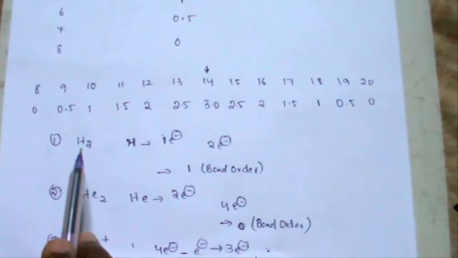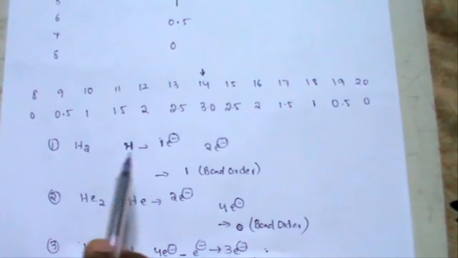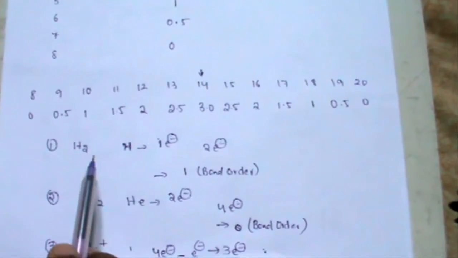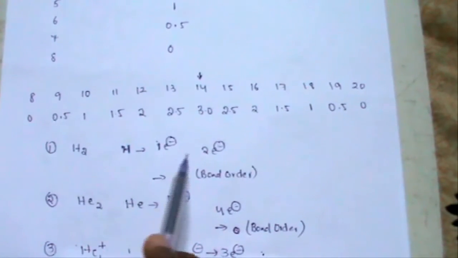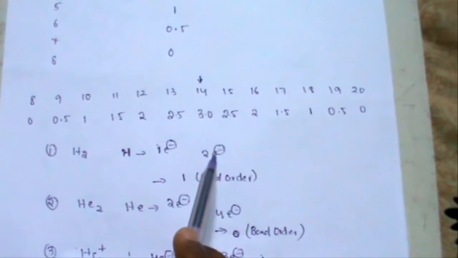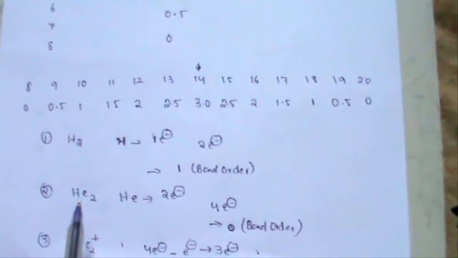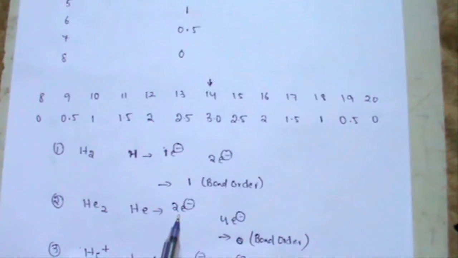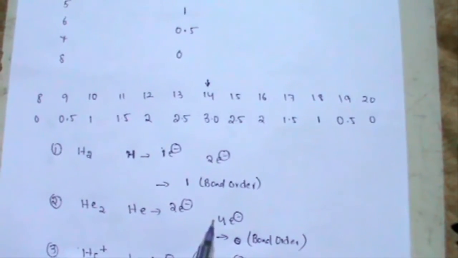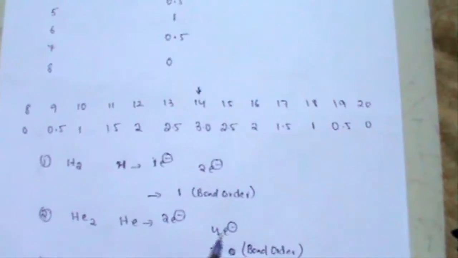Here is the hydrogen molecule H2. Hydrogen has 1 electron and we have 2 hydrogen atoms, so a total of 2 electrons. These are the total electrons of the hydrogen molecule. So look at the box. Here 2 electrons are there, so the bond order for the hydrogen molecule is 1. If we look at the helium molecule, helium has 2 electrons and we have 2 helium atoms, so a total of 4 electrons. If you have 4 electrons, then the bond order is 0.